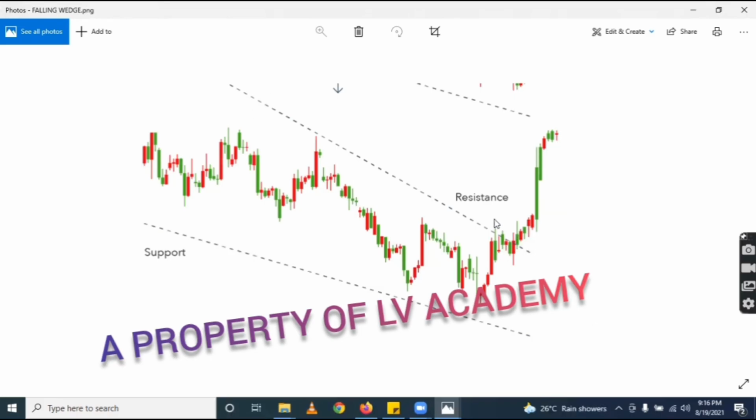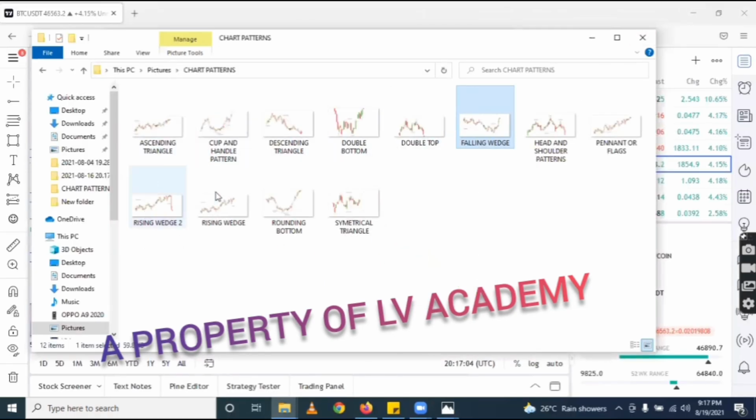A falling wedge is usually indicative that a coin's price will rise and break through the resistance. Once you see something like this, you know that the trend is most likely going to change. It is a reversal pattern. This downward trend is most likely to change, and the resistance might be broken. So both rising and falling wedges are reversal patterns. The rising wedge is bearish, while the falling wedge is bullish. Kindly take note. Then the next one is the pennant or flag.